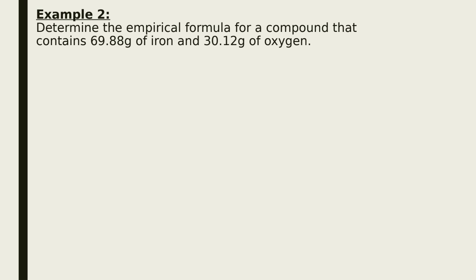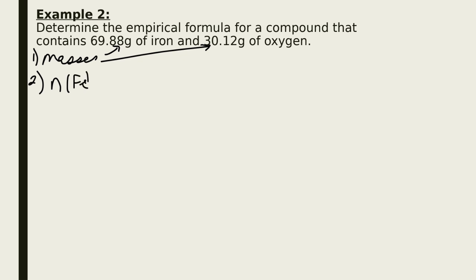Let's do one more example together for this, calculating the empirical formula of a compound that contains iron and oxygen. Again, step 1 is to determine the mass of each element. They already are giving us the masses, so that's kind of nice. Step 2 will be to calculate the moles of each element.